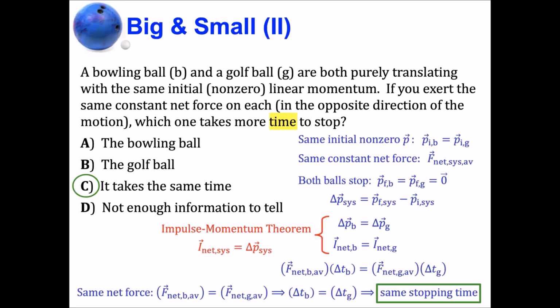That might be counterintuitive, because if you think of a big, heavy, massive bowling ball rolling compared to a small, lightweight golf ball, you might think it's a little bit more difficult to stop the bowling ball than the golf ball. But if you're told that they both have the exact same initial linear momentum and they're both stopped by the same constant net force, what our analysis shows is that they both take the exact same amount of time to come to a stop. So under those conditions, we get answer C.